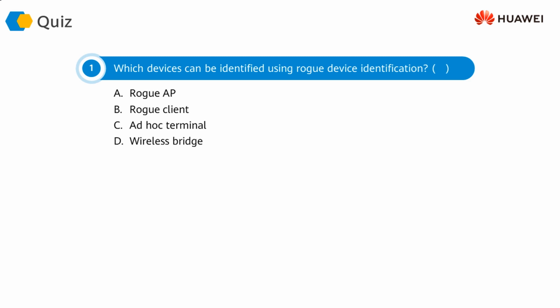When you're using wireless IDS or IPS and you want to know about a rogue device, you can detect any of these rogue devices, whether it's a rogue AP, a rogue client, an ad hoc terminal, or a wireless bridge. You can detect them using an access point which is acting as a monitoring device, a monitoring access point, and then you can pass on that information to the controller, and the controller can take appropriate action against any of these devices. So yes, the correct answer is all of them, or A, B, C, and D.